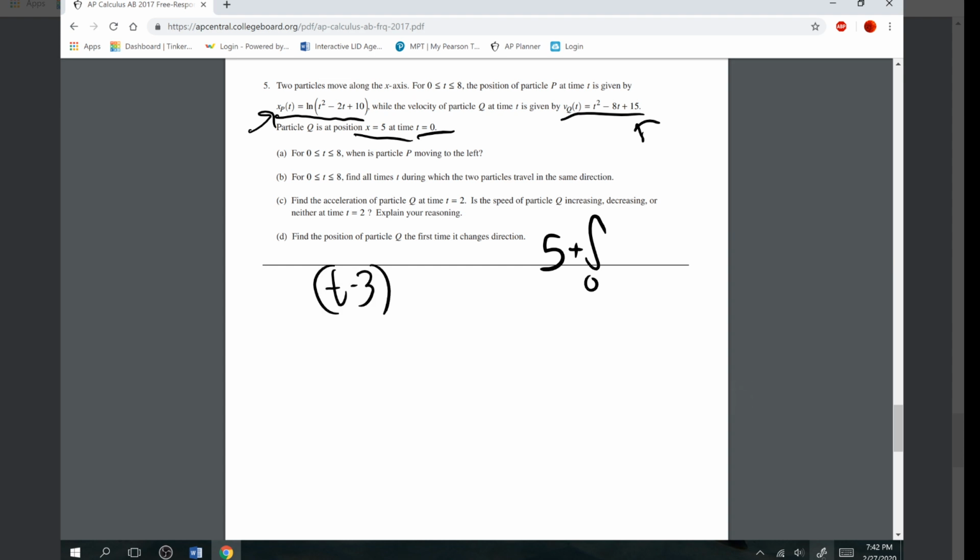T minus 3, T minus 5 when it factored. So 3 was the point at which it first changed direction. Because my two critical points, i.e. the change in direction points, were 3 and 5. So the first one's 3. So those are my bounds on my integral, and I'm integrating t squared minus 8t plus 15 dt.